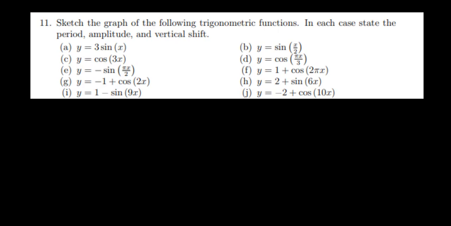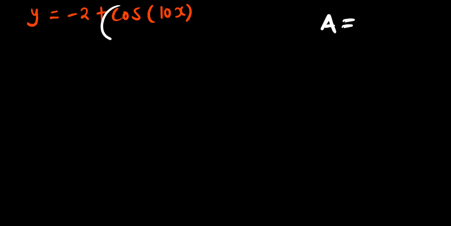Let's solve the last one. Y is equal to negative 2 plus cos 10x. So we are saying y is equal to negative 2 plus cos of 10x. Okay, so the same drill, we're going to find the amplitude. The amplitude in this case is the coefficient of the function. In this case, you've got on cos, you got 1, so the absolute value of 1 is just going to be a 1. The period is just going to be 2 pi over b, or divided by b.